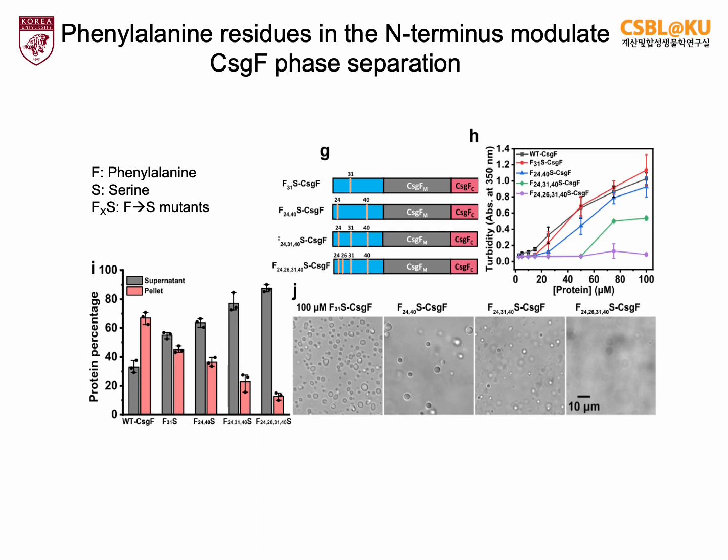Firstly, turbidity measurements shown in Figure H indicated that as the number of phenylalanine residues decreased, there was a corresponding reduction in wild-type CsgF phase separation, and the same result was shown in the sedimentation assay and the DIC images. This suggested that the phenylalanine residues in the N-terminus are required to promote phase separation of wild-type CsgF.